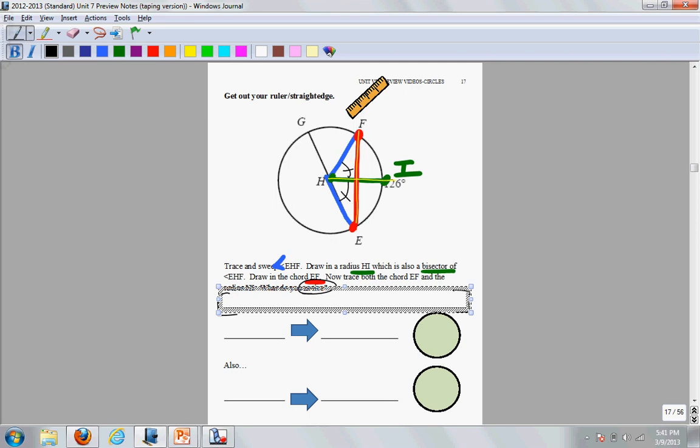There's two things you should notice here. Actually, three. That radius that bisects the angle also bisects that chord. It goes through the middle of the chord. The radius bisects the angle and bisects the chord. And if you notice, as it bisects, it also makes a right angle.